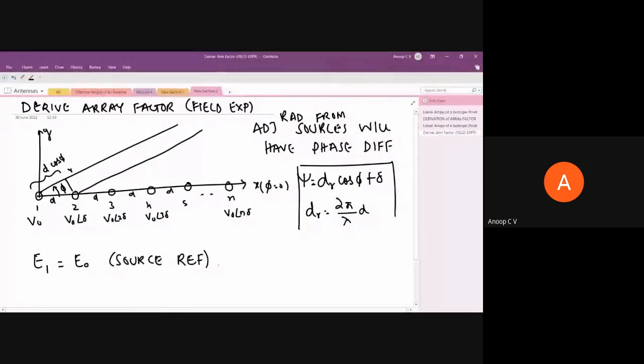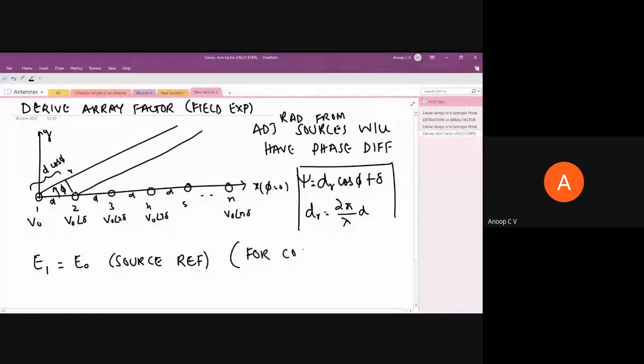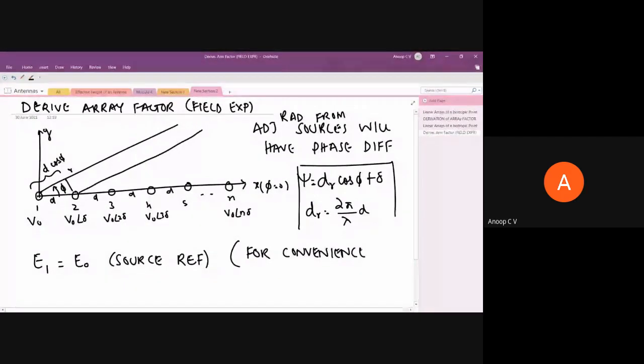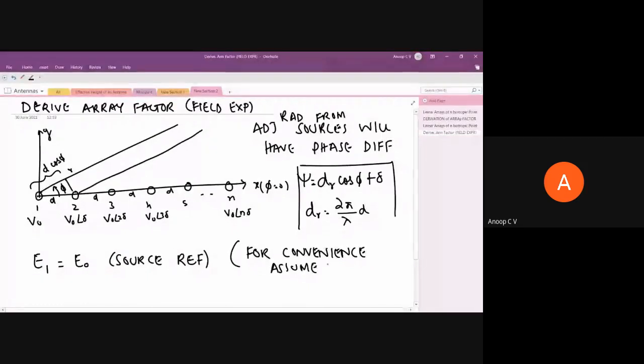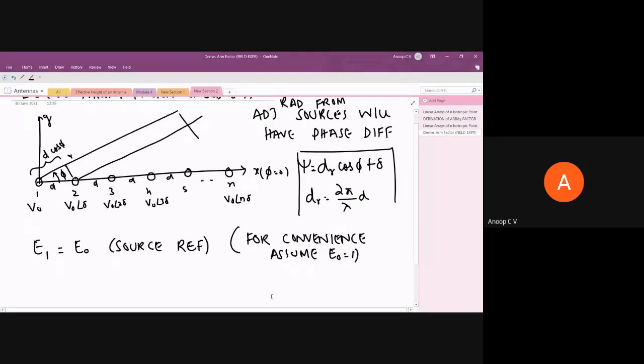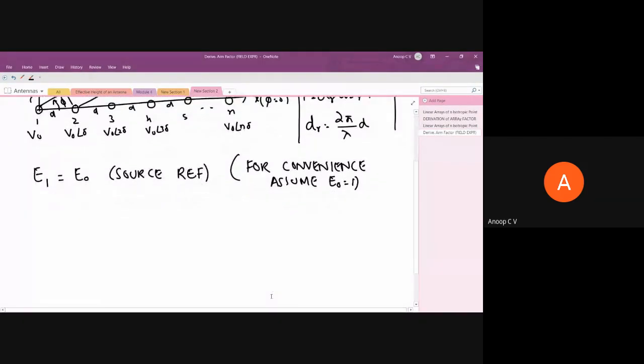E1 is E naught, that is the source reference. And for convenience, we'll assume this E naught to be equal to 1, the magnitude of this field pattern at some distance r by all sources, right? We'll assume that. We could have done it at some later point of time as well.